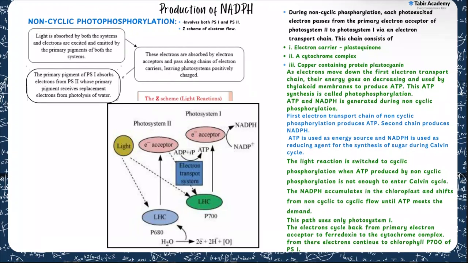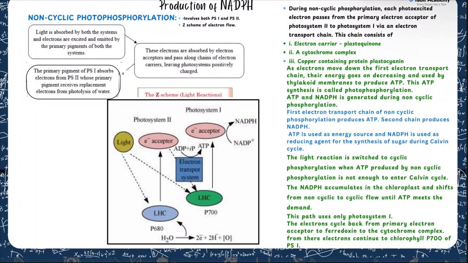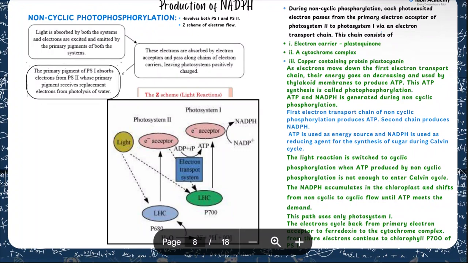Right. So moving on to the production of NADPH. And this process involves non-cyclic photophosphorylation. So if you look at this image here, it says that it involves both photosystem 1 and photosystem 2 and follows a Z scheme of electron flow. So let's talk about that.